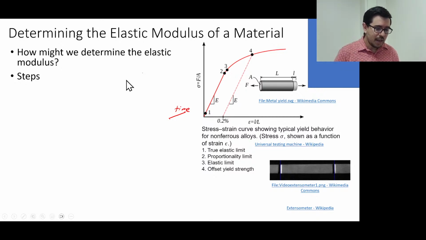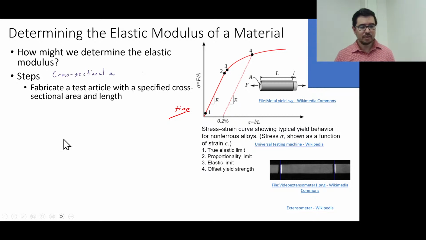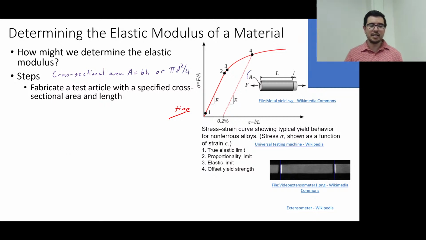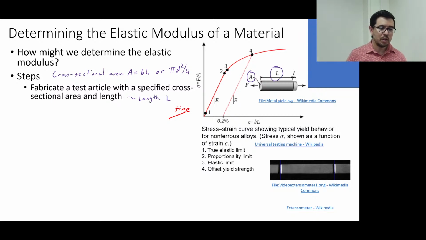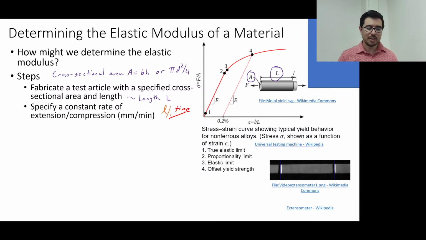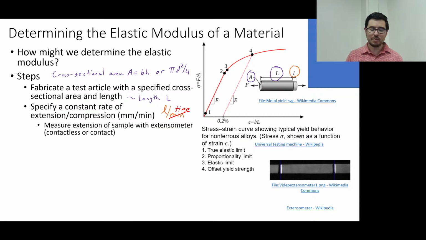So anyway, how might we determine the elastic modulus? Well, you're going to get a sample, and you're probably going to give it some cross-sectional area and some length. And we're also going to do some constant rate of extension. No one's really going to care about that.